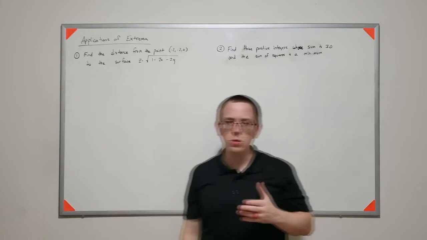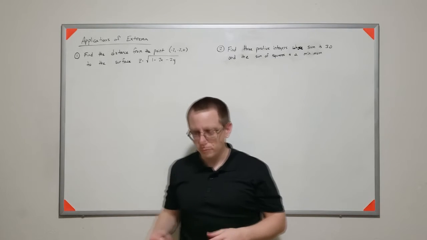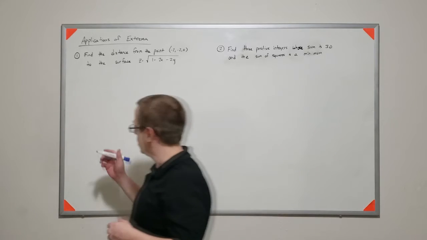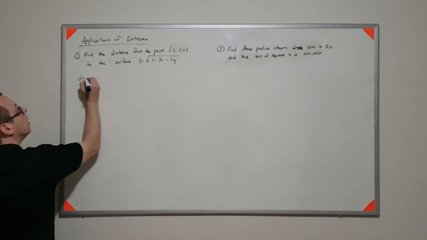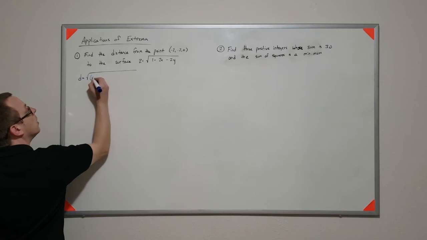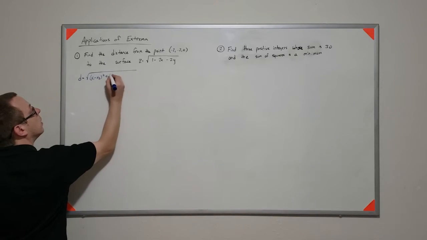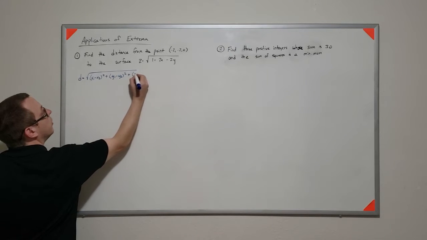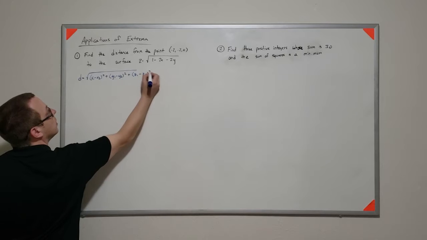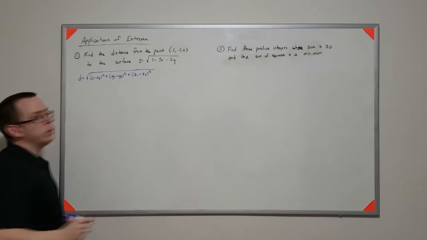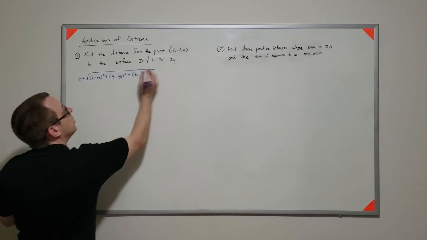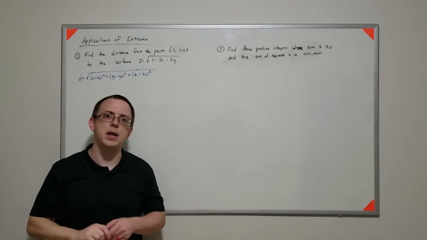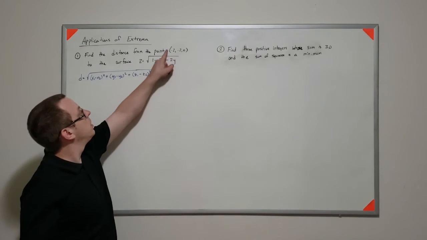So to do that, we need to be a little bit clever. If you remember, the distance formula tells us that we have to take the differences in the points, square them, and take the square root. And we want to minimize the distance between this and that.